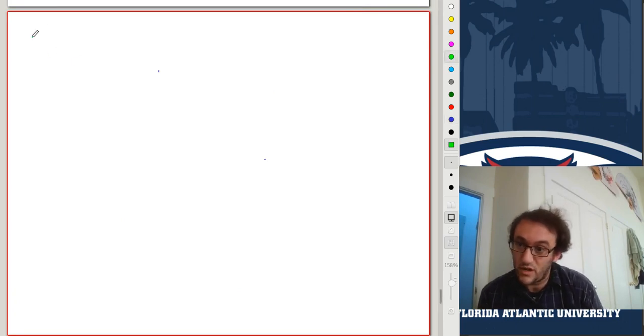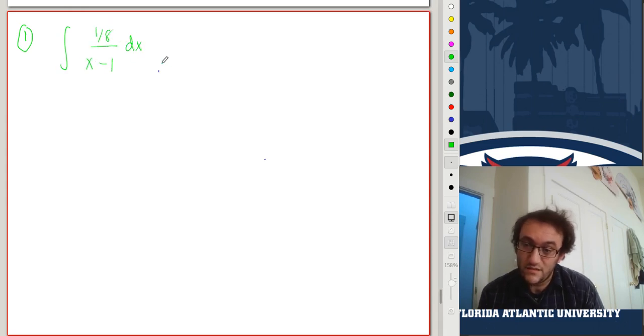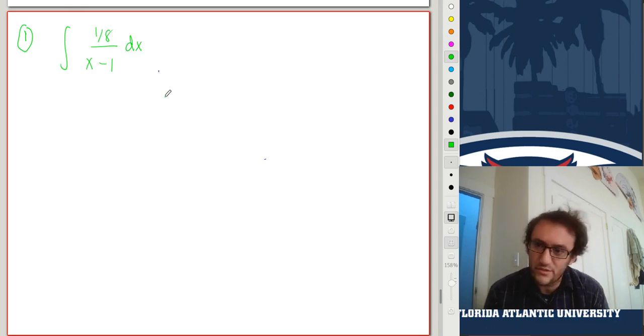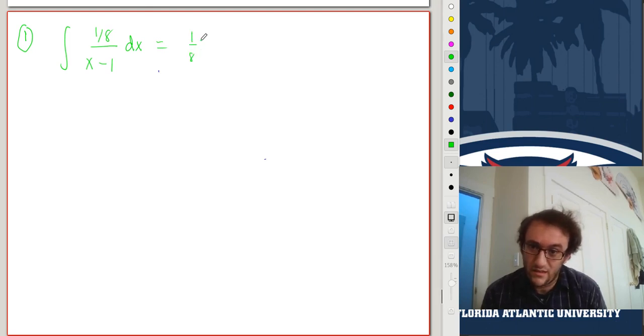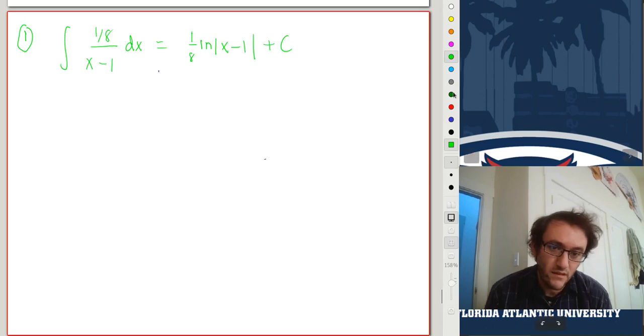This is not super hard. We have the integral of 1/8 divided by x minus 1 dx. If you want, you could do a u substitution, but you should be able to just read this off. The integral is 1/8 ln absolute value of x minus 1 plus c. That's pretty good.